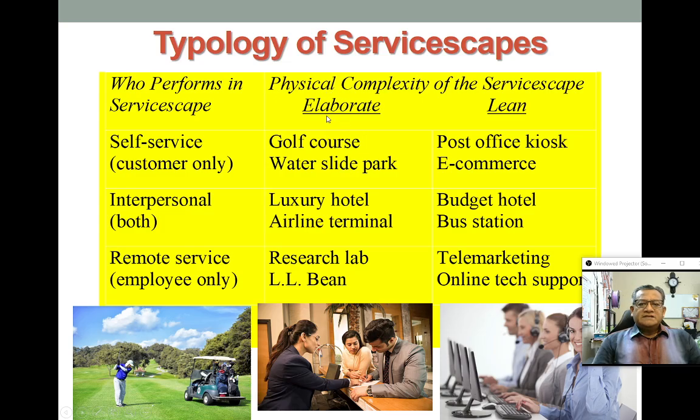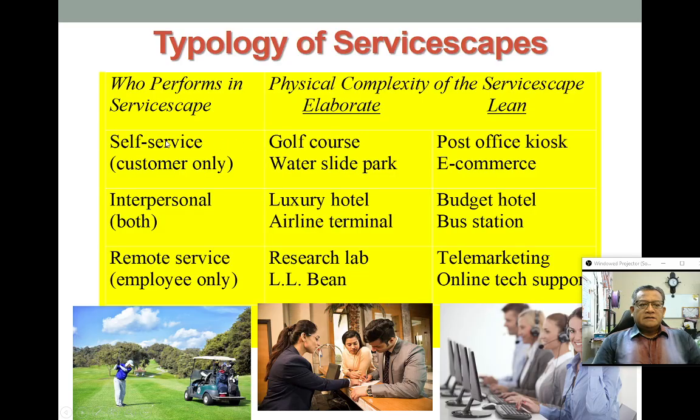And the physical complexity of the facility is quite elaborate, because you have many choices to make. Whether you want to walk from hole 1 to hole 2 or hole 3, or at Sunway Lagoon, you could go perhaps on the water slide, and then later go swimming. So there are many choices, which is elaborate in terms of the complexity of the physical offering at Sunway Lagoon.